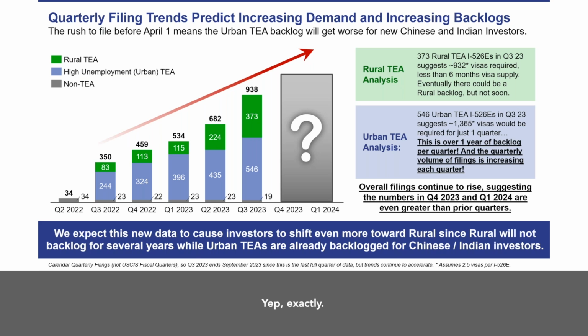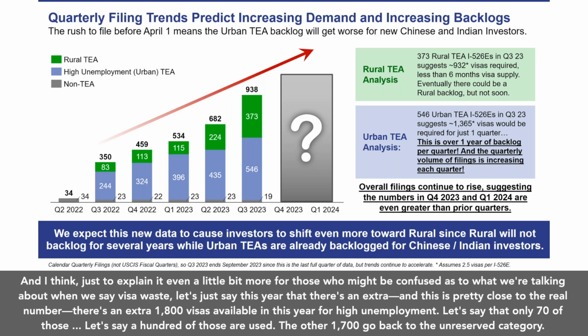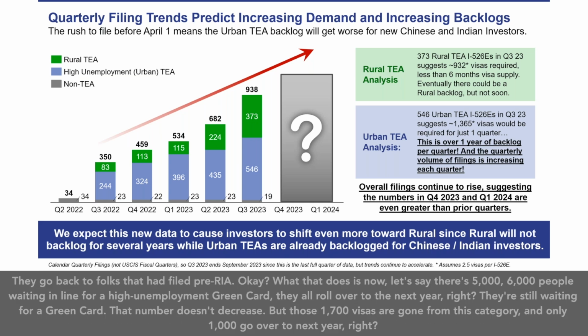Yeah, exactly. And just to explain it a little more for those who might be confused about what we mean by visa waste, let's say this year there's an extra 1,800 visas available for high unemployment, which is pretty close to the real number. Let's say only 100 of those are used. The other 1,700 go back to the unreserved category. They go back to folks that had filed pre-RIA, okay?